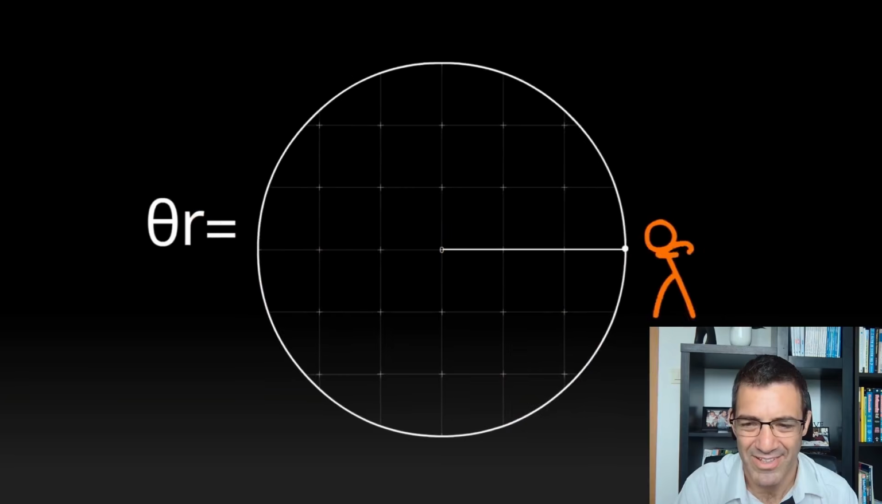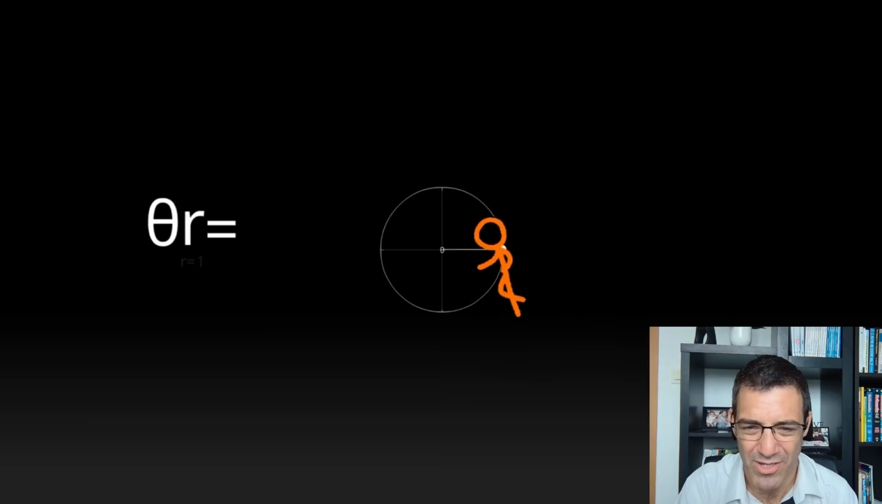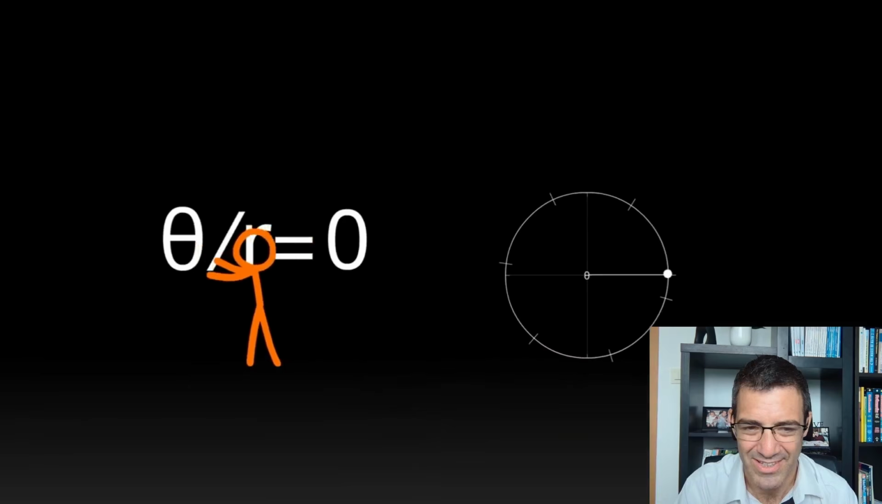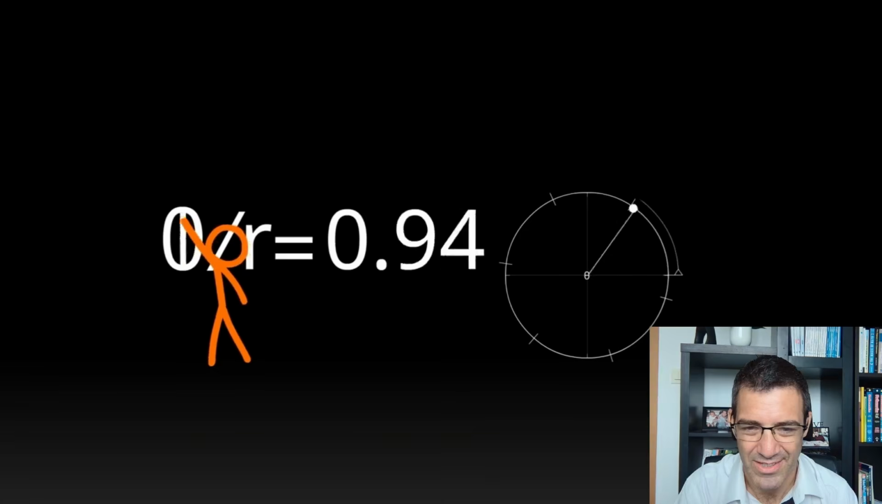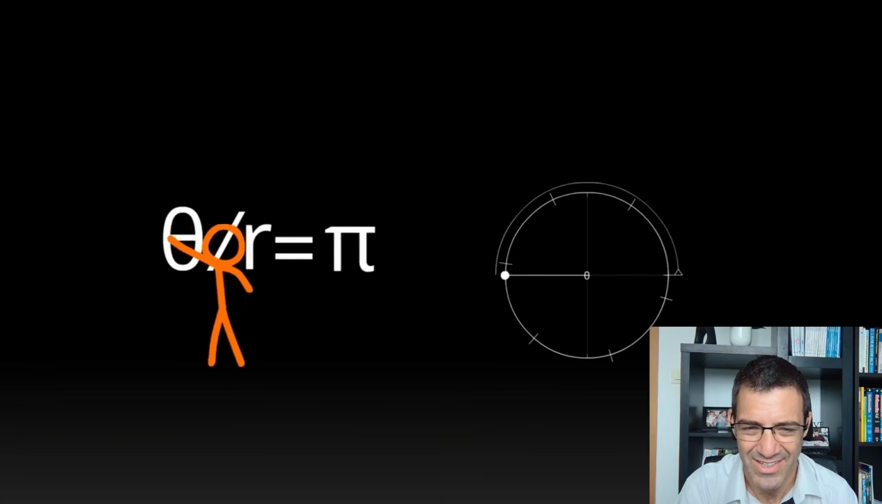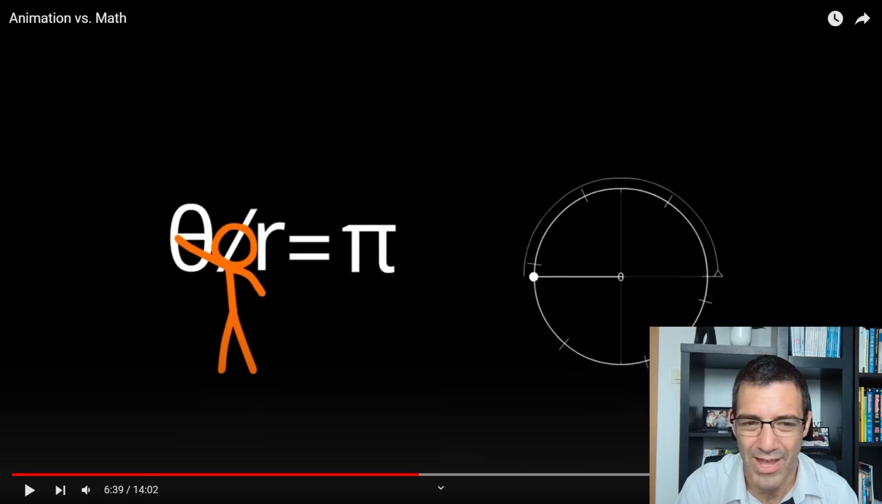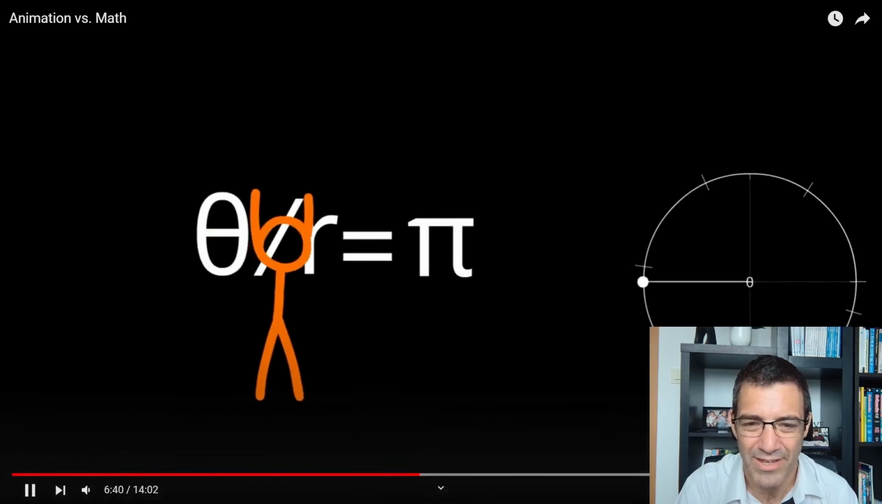Round and round on the circle, making it smaller. Oh, have we just discovered pi? Theta divided by r is pi. Very nice.